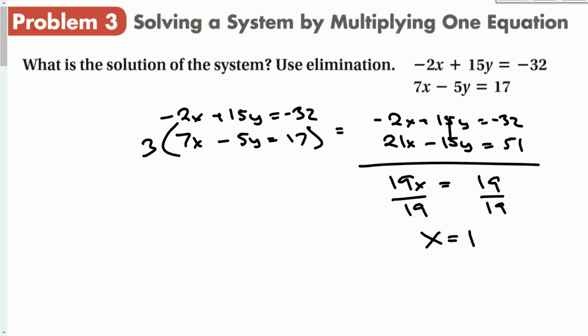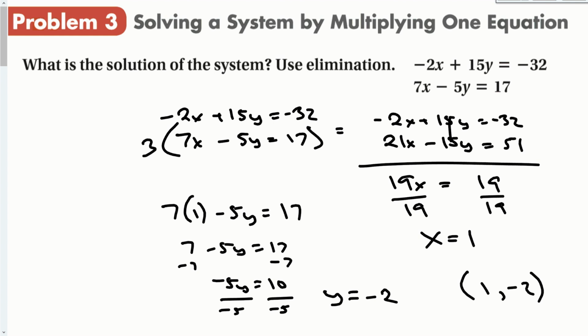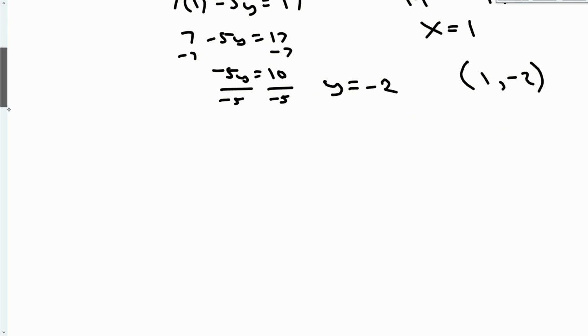Bottom one looks a little bit easier. So 7 times x, which is 1, minus 5y is equal to 17. So that's 7 minus 5y. Subtract the 7 from both sides. Negative 5y is equal to 10. Divide out the negative 5, and I get that y is equal to negative 2. So my answer is 1 comma negative 2. And 1 comma negative 2 is the point where these two lines intersect.